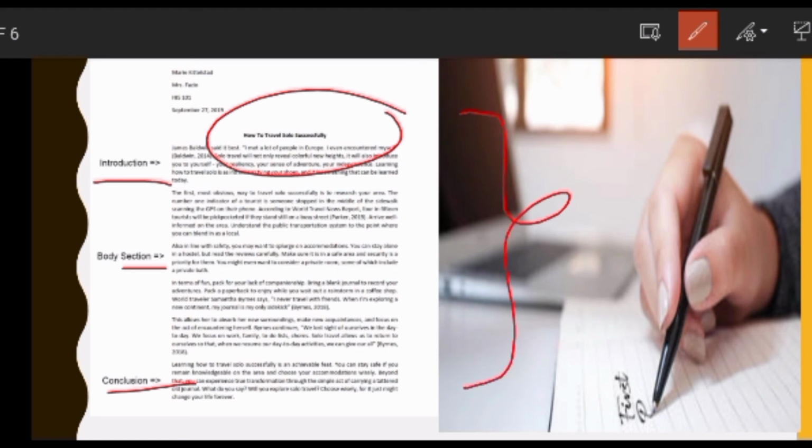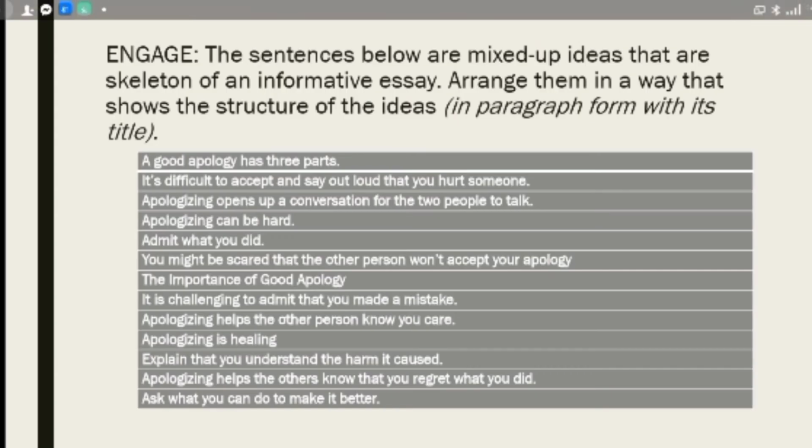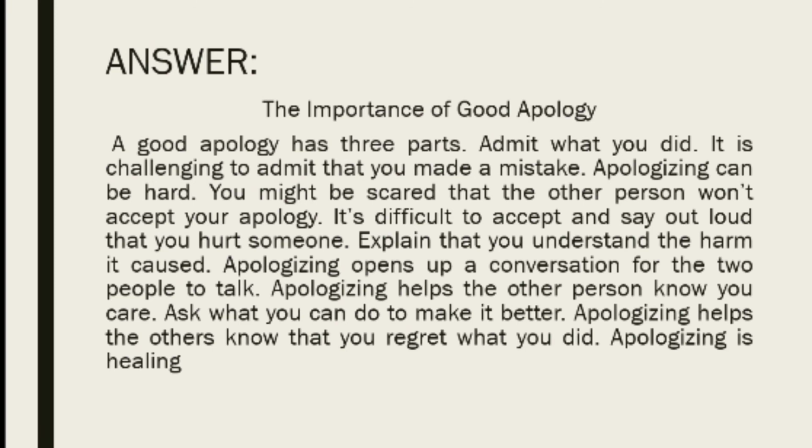So this is an example of a process essay because it shows a process on how are we going to travel solo successfully. For the next activity, you are going to arrange the following mixed up ideas, which are a skeleton of an informative essay, in a paragraph form. So this is now the answer.